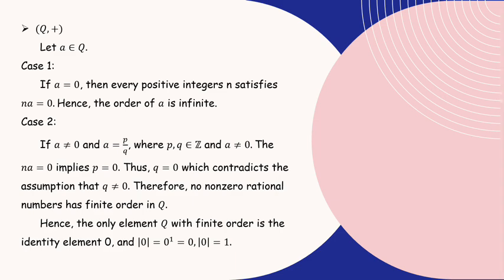Hence, the only element of Q with finite order is the identity element 0, and |0| equals 1, since 0 raised to 1 equals 0.